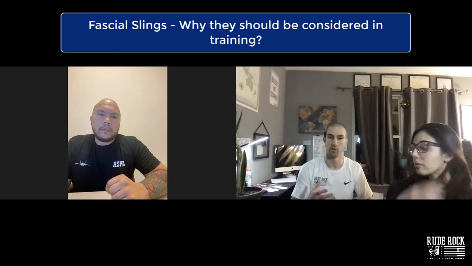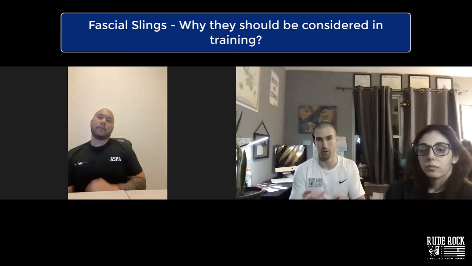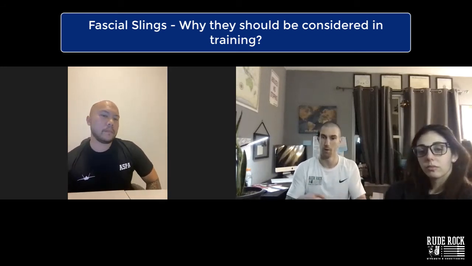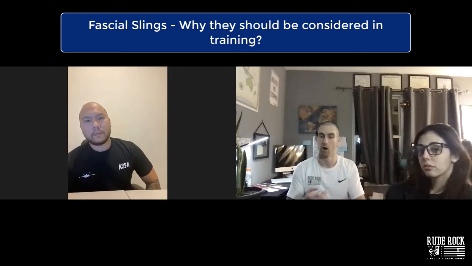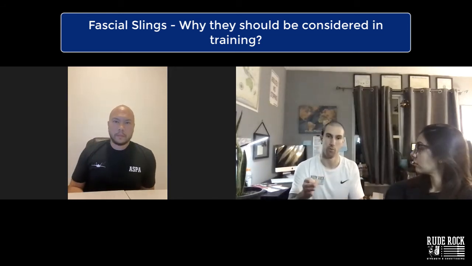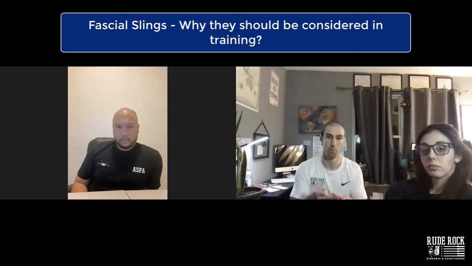So with these things, I like to look to multi-planar, multi-dimensional movement, moving in all different directions, a lot of which, and this is to the proprioceptive and neural side, is unplanned.